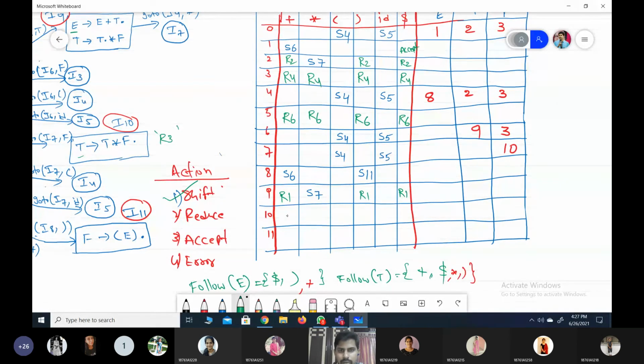In the 10th row, plus column, we have to add R3. 10th row, star, we have to add R3. 10th row, closed parenthesis, we have to add R3. 10th row, dollar, we have to add R3. Is it okay? Everyone.